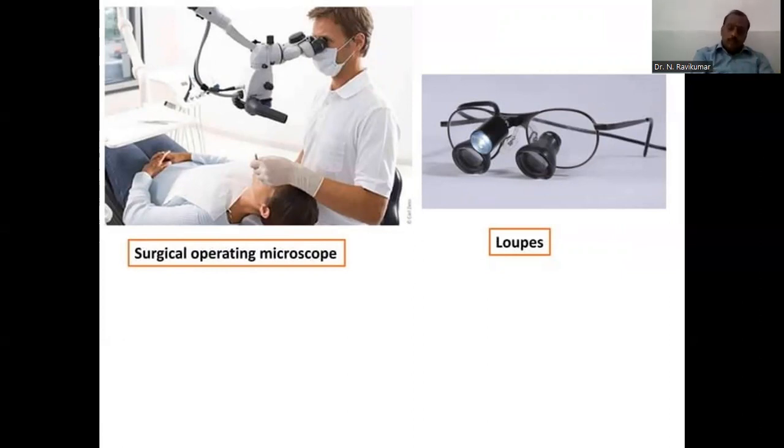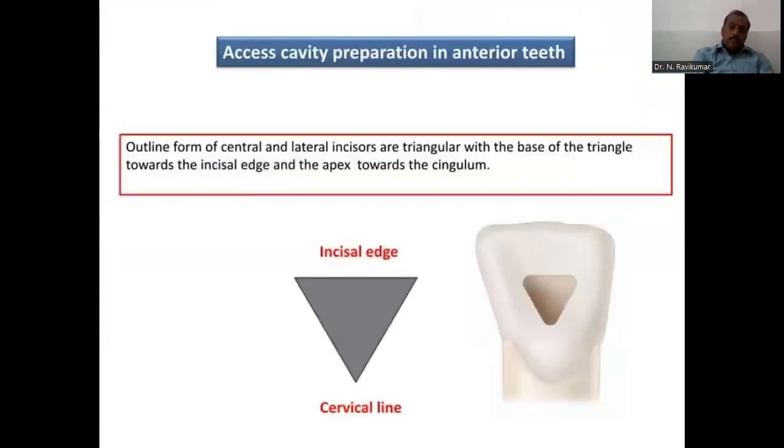Okay, these are the armamentarium used for access cavity preparation. So how will you do the access cavity preparation? As I mentioned earlier, the access cavity for the anterior is triangle shaped. The base of the triangle is towards the incisal edge. The apex is towards the cingulum area. Okay. So this is how we have to do the access cavity preparation.